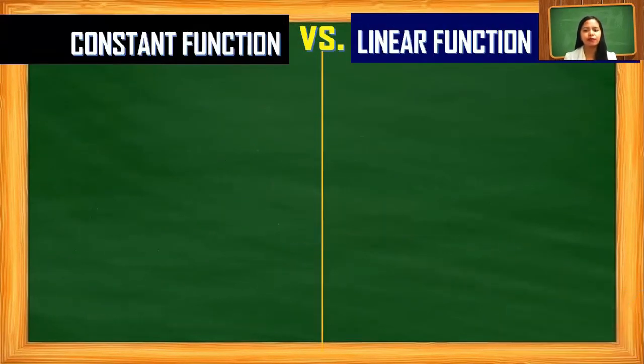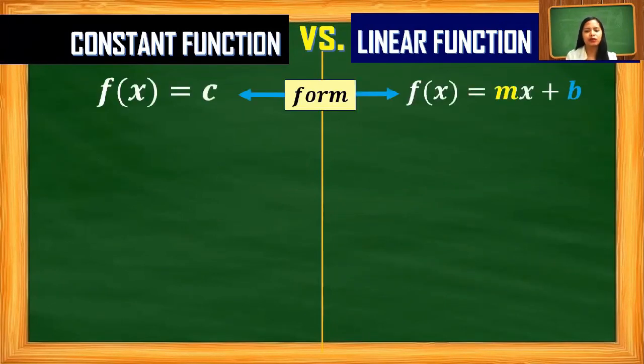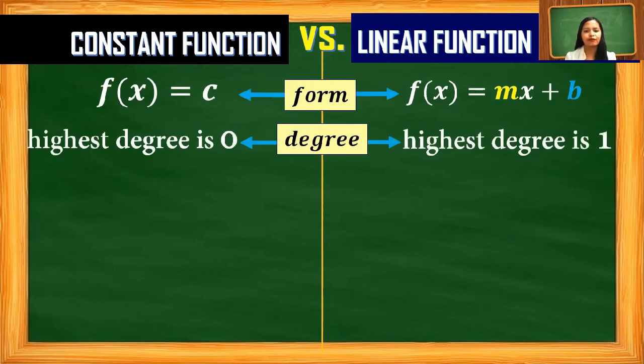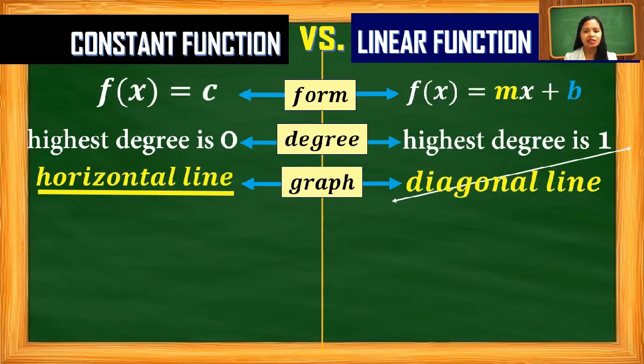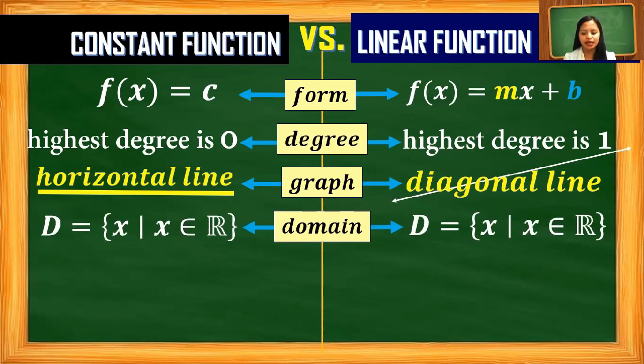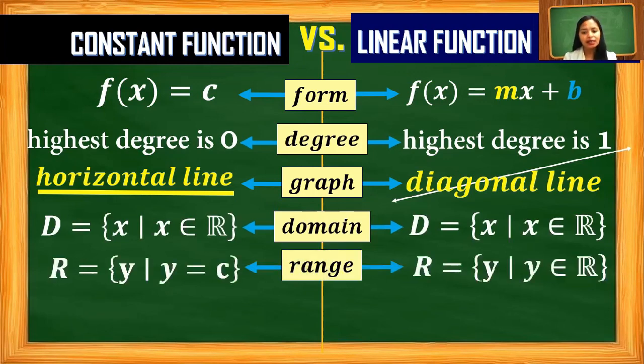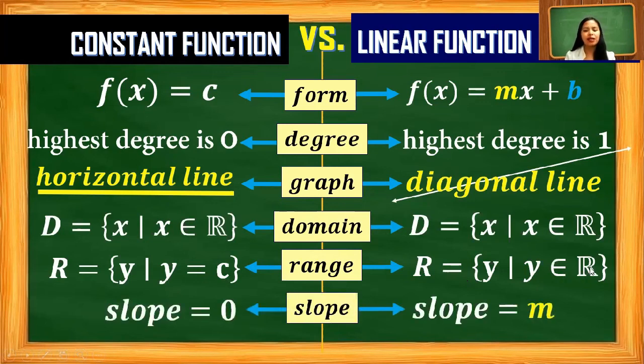Now, let's differentiate a constant function versus a linear function in some cases. When we talk about the form of a constant and linear function, this will be their difference. The degree of a constant function is 0, while the degree of a linear function is 1. The graph of a constant function is a horizontal line and the graph of a linear function is a diagonal line. The domain of a constant and linear function is the same, the set of real numbers. While the range differs, because the range of a constant function is equal to the constant, while the range of a linear function is an element of the real numbers. Another one is the slope. The slope of a constant function is 0, while the slope of a linear function differs depending on the given function.